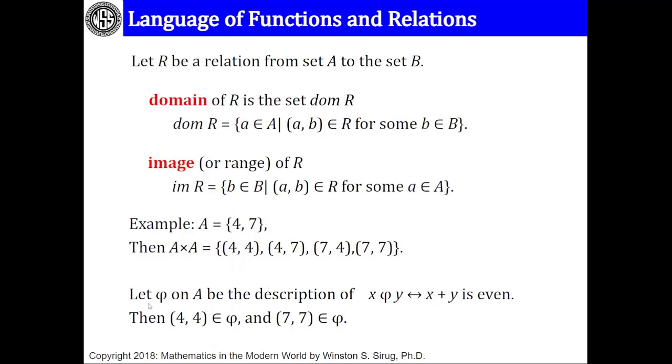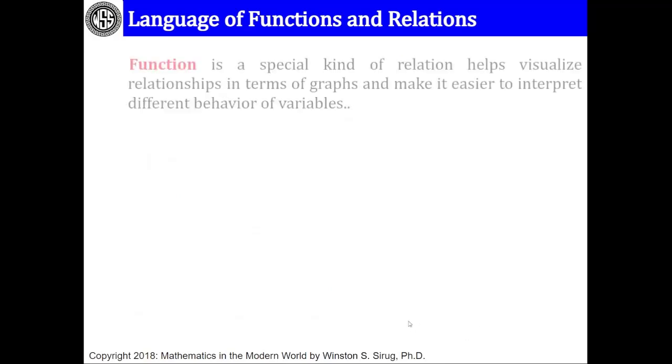So let, mu. Tama ba ito mu? Hindi ito mu. So let y on A be the description of (x, y), where x plus y is even. So then (4,4) is an element of this relation, and (7,7) is an element of the relation. So function is a special kind of relation, helps visualize the relationship.